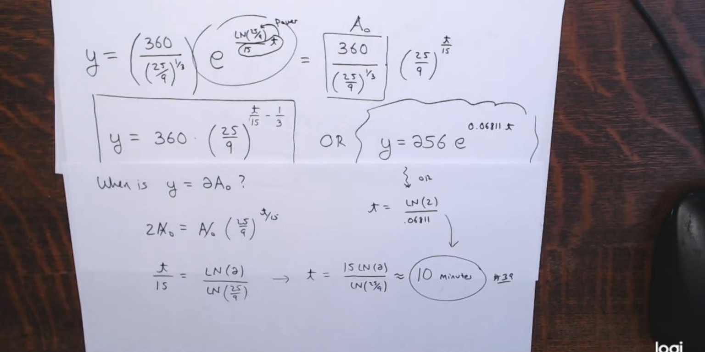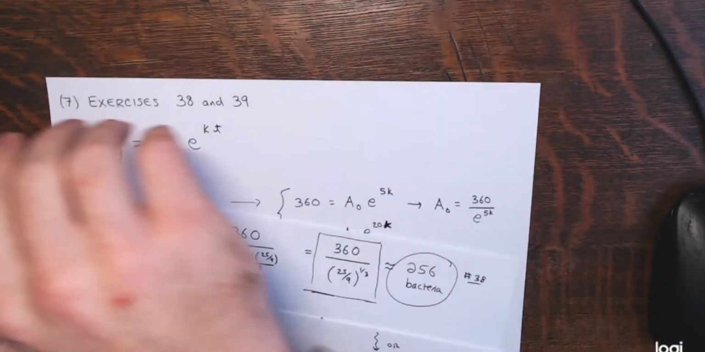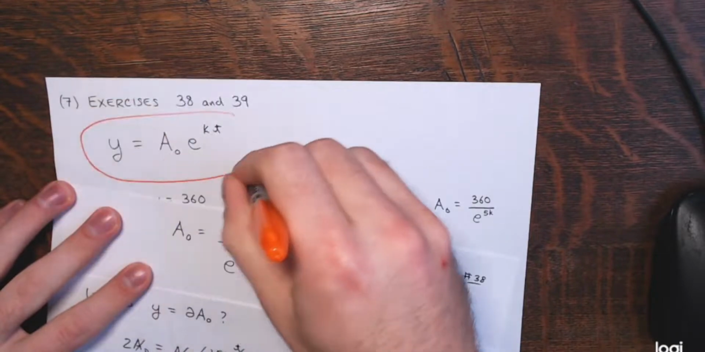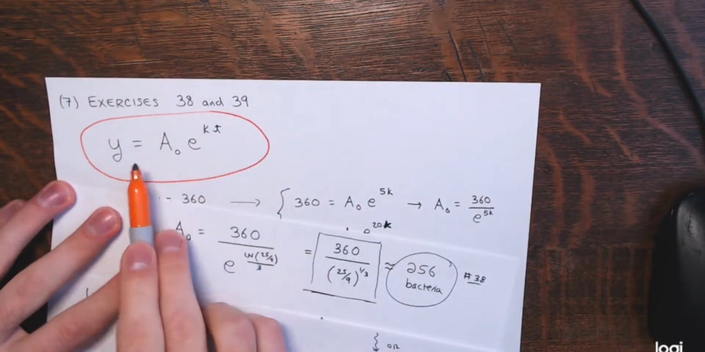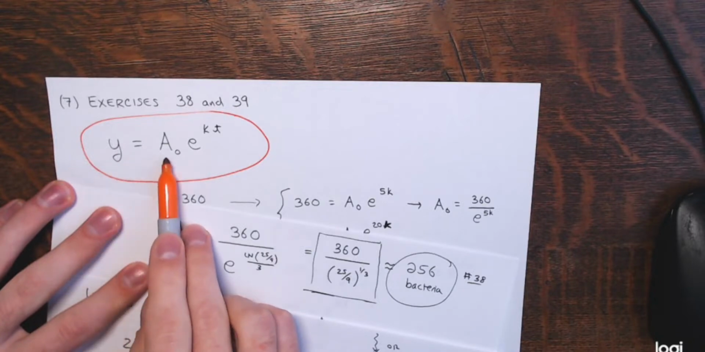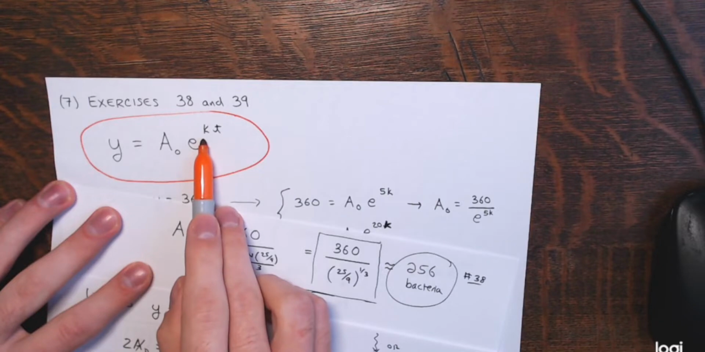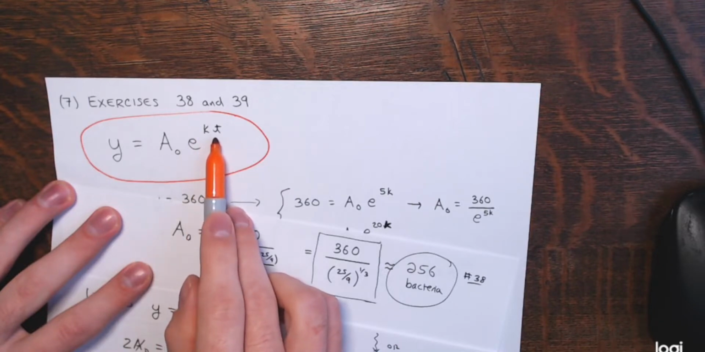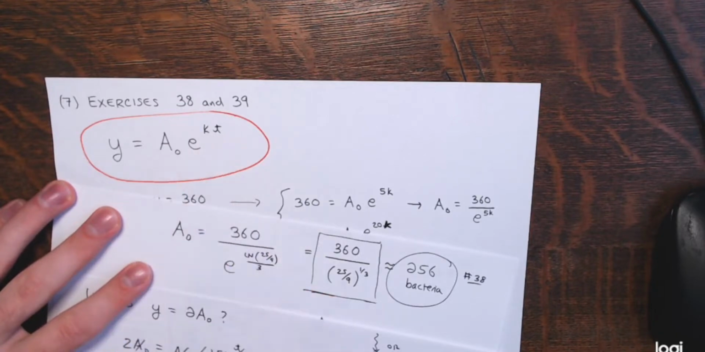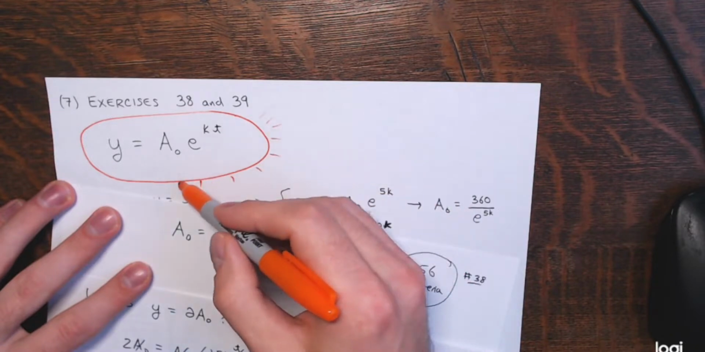Okay, so that was a lot, but in every single one of them, we're using this model. The amount y equals some initial amount a0 times e to the kt. K is the growth rate if it's positive, it's the decay rate if it's negative. T is time, time in minutes, time in hours, time in years, whatever. You just have to pay attention. And that was the key, knowing that this model was being used every single time.